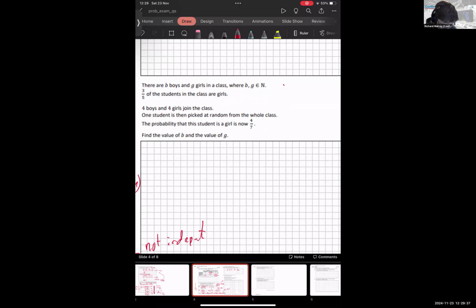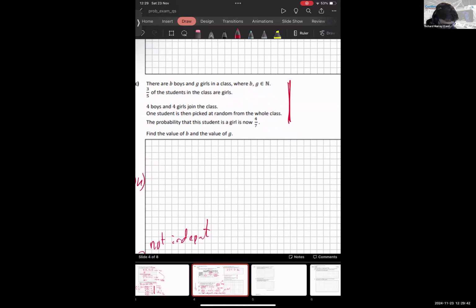We will do this last piece as the last question today before we finish up, so I'll run a little bit over time. But we see that there are B boys and G girls in a class where B and G are in the natural numbers. 3/5 of the students in the class are girls. 4 boys and 4 girls join the class. One student is then picked at random from the whole class. The probability that the student is a girl is now 4 over 7. So we see that this is more just algebra in this case. It's not really a probability question, but it's algebra that's using the mask of probability to be in this section.